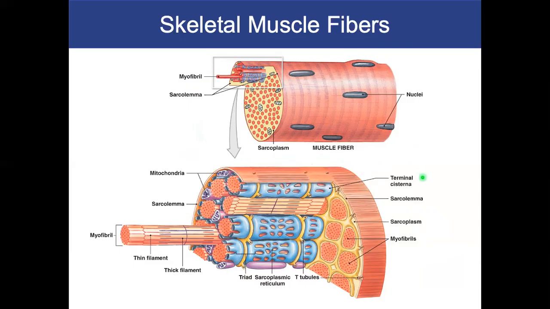Let's take a look at the bottom picture. So the sarcolemma is the plasma membrane that surrounds the muscle cell, right? And then you have these holes.